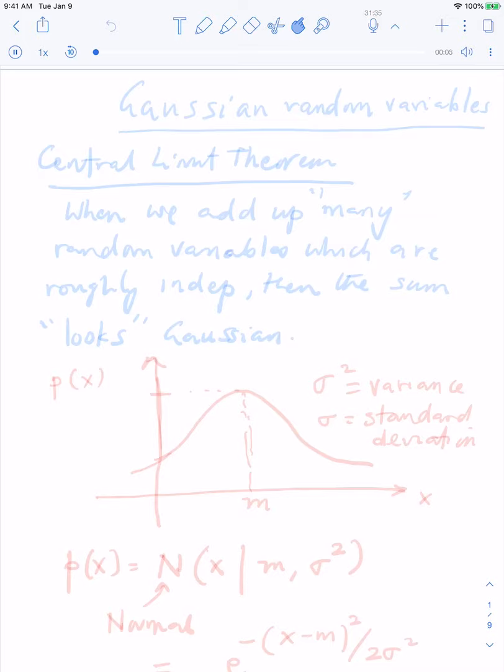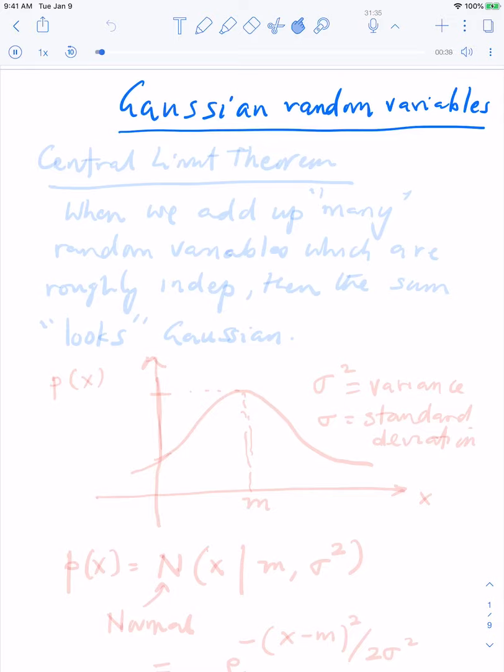So Gaussian random variables, let's talk about those. The reason we want to talk about Gaussian random variables is that one of the reasons is that we are going to use them a lot to generate the artificial data that we're going to be working with when evaluating and benchmarking various machine learning schemes. The reason that Gaussian random variables arise a lot in practice is because of the central limit theorem, right?